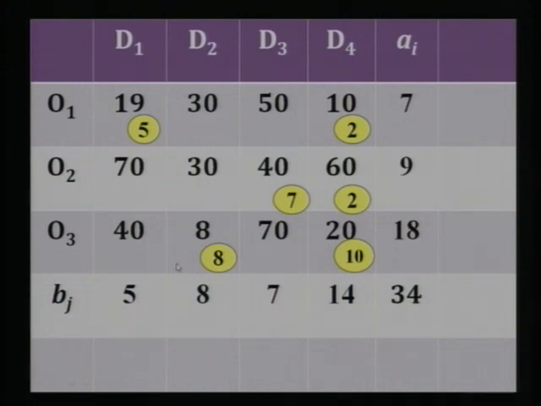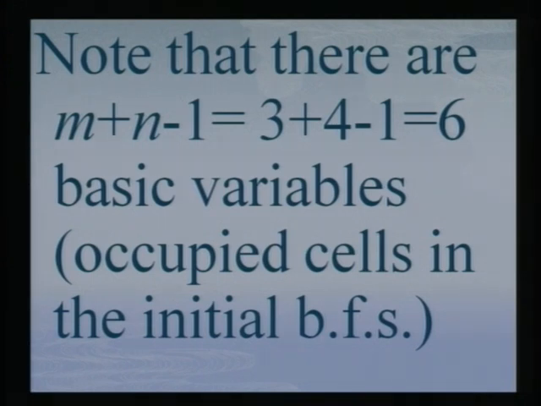As you can see, we'll consider this main table and we apply the MODI method now. What is the MODI method? Before we apply the MODI method, the first thing is you must note that there are m plus n minus 1 number of basic variables. M means number of rows, n means number of columns. So 3 plus 4 minus 1, that is 6 basic variables must be there.